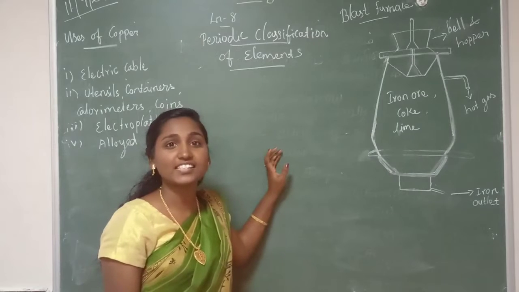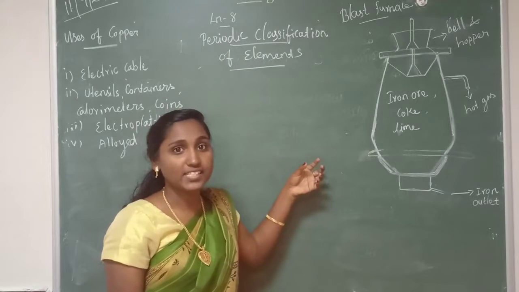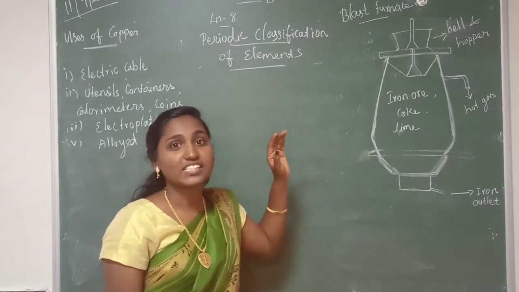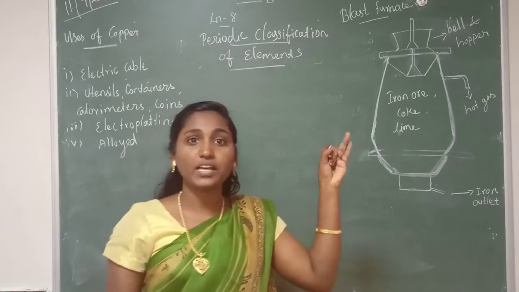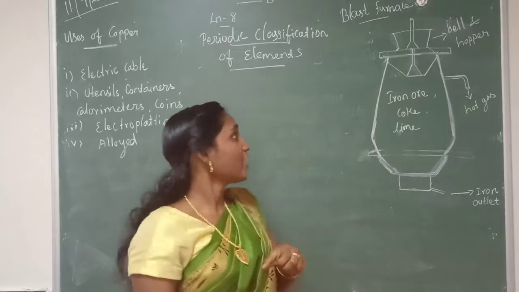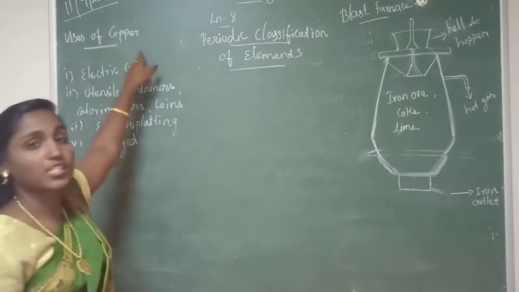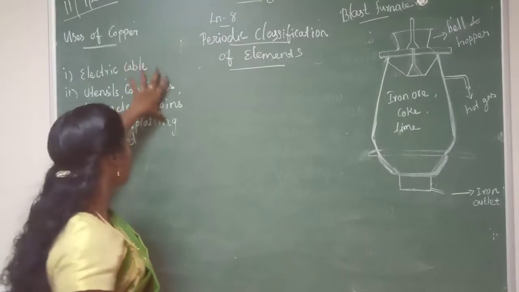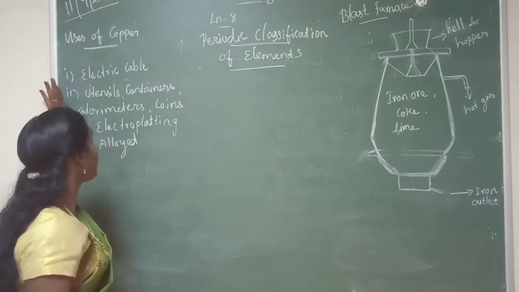What did we study in the last class? Extractive metallurgy of copper, right? There we studied their ores, chemical properties, and physical properties. Today we are going to learn the uses of copper. Only 4 points are there.